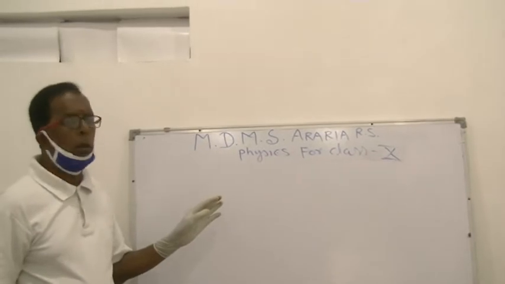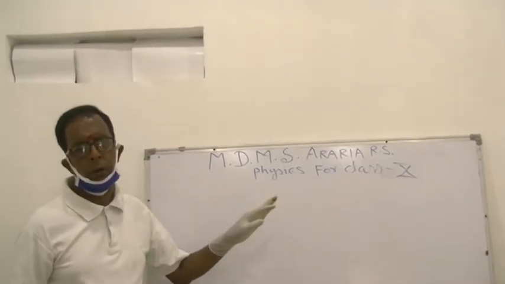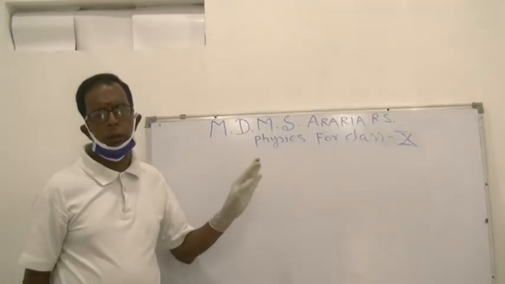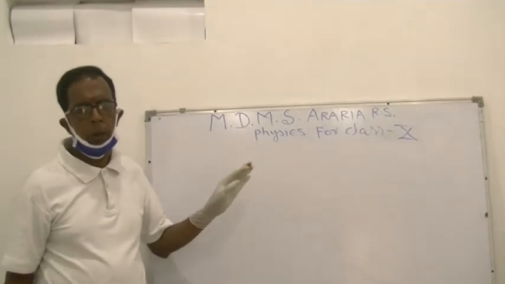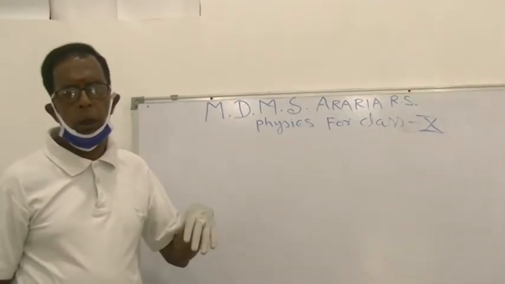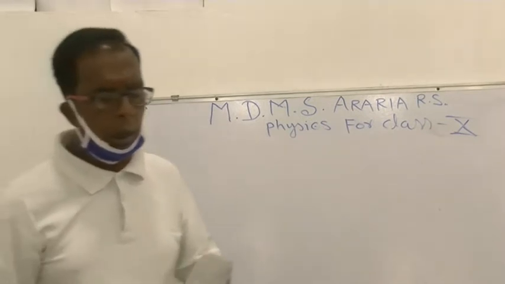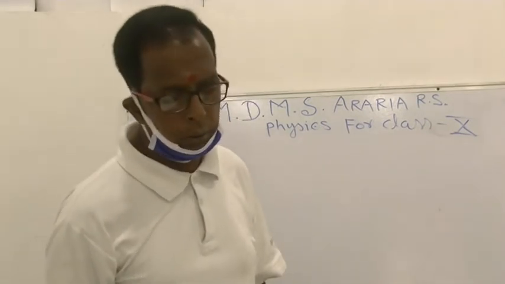My students of 10th class, it is the fourth session for the physics and the chapter is electricity. In previous class you have learned about the potential and potential difference. What is potential and what is potential difference?